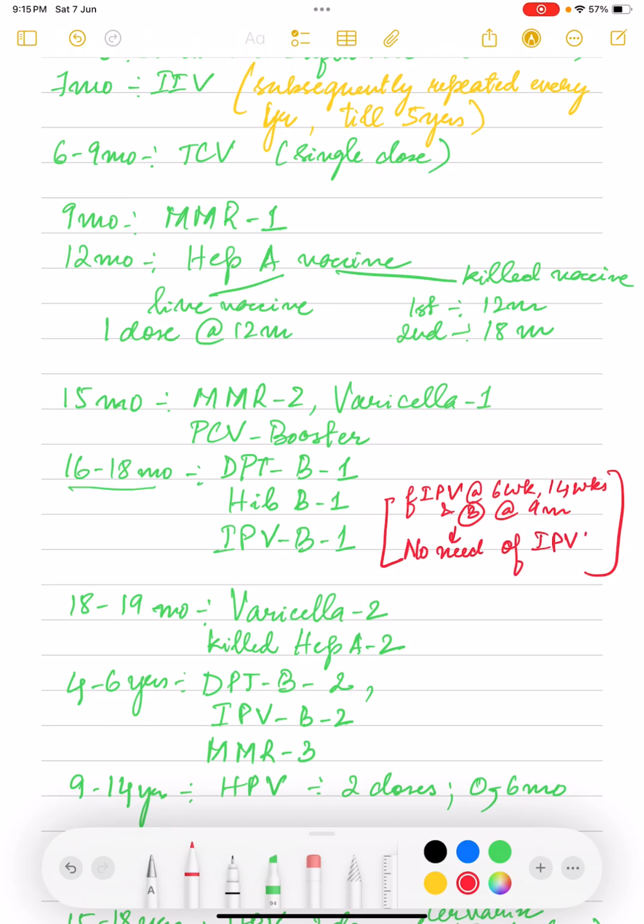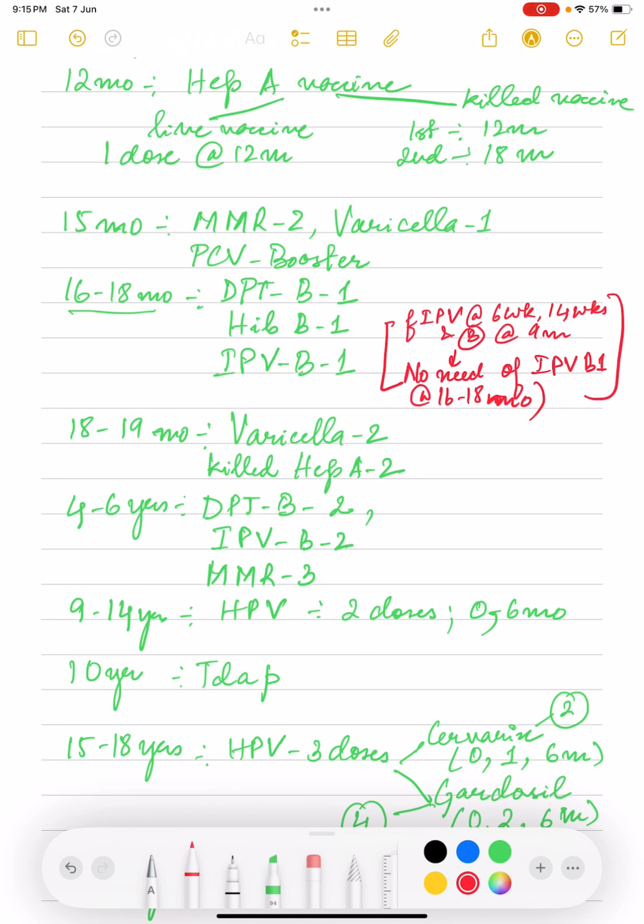IPV booster 1 at 16 to 18 months. This patient can directly get the IPV booster 2 only. That is only the IPV booster at 4 to 6 years if fractionated IPV was given at 6 weeks, 14 weeks and 9 months. So if they have received it, we don't need to give this IPV booster at 16 to 18 months.